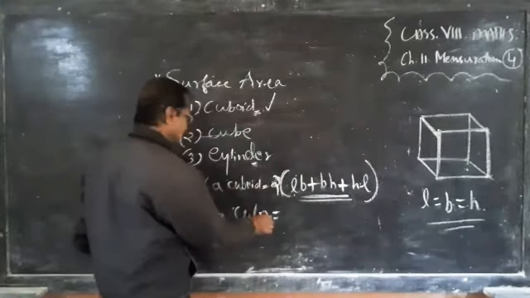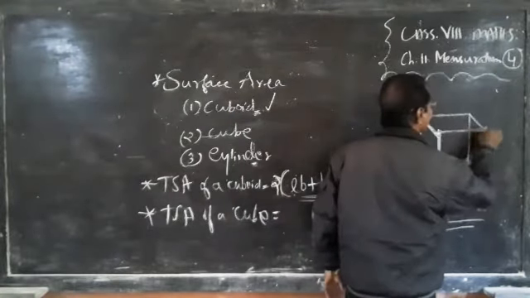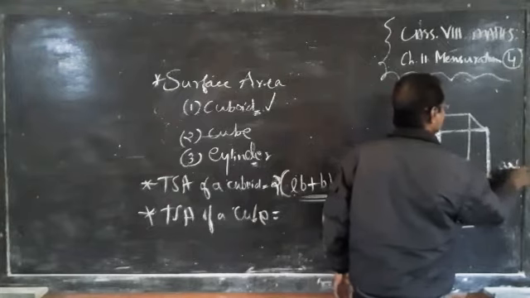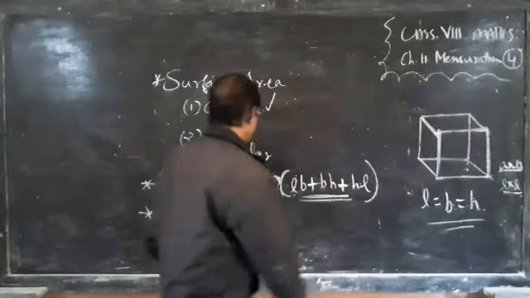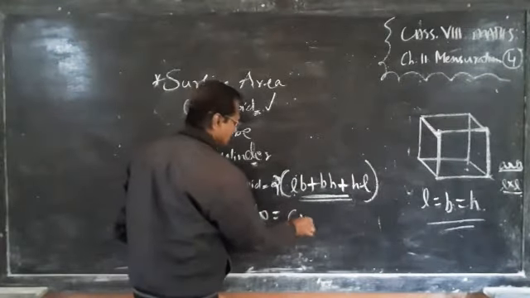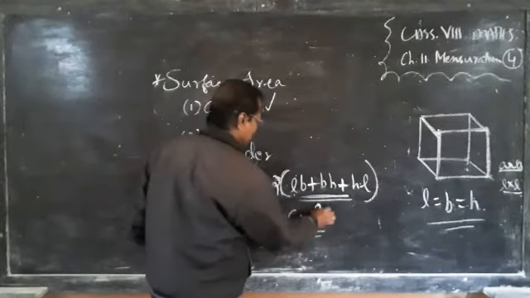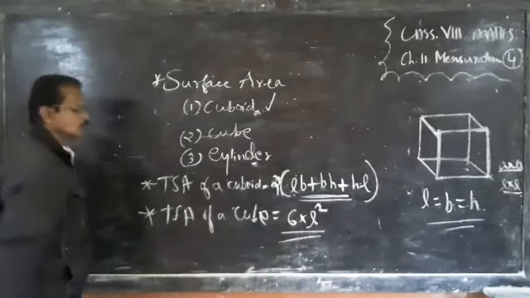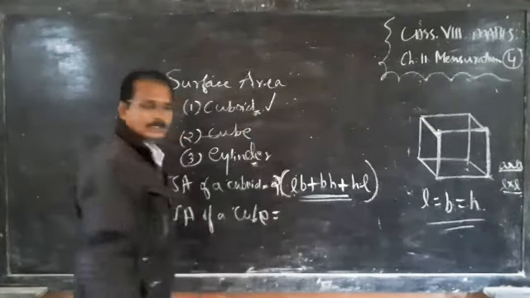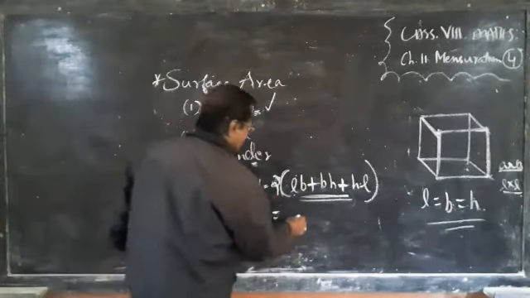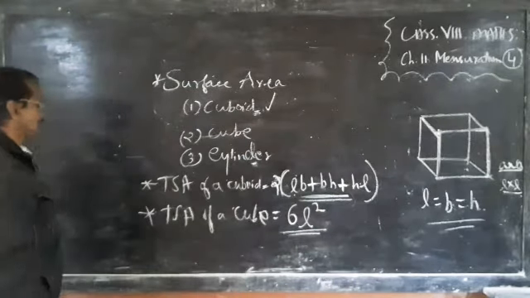So the area of a square equals A into A or L into L. The total sides are 6, so 6 into L square. That is the total surface area of a cube. You can write it directly as 6L square, avoiding the multiplication mark. 6L square is the total surface area of a cube.